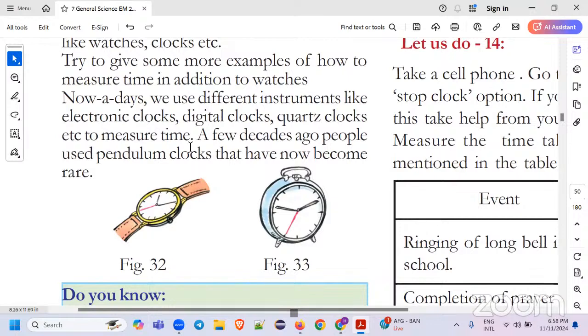To measure time, these are the different kinds of clocks. Analog and digital. Analog means which has hands. Digital means which gives the numbers.